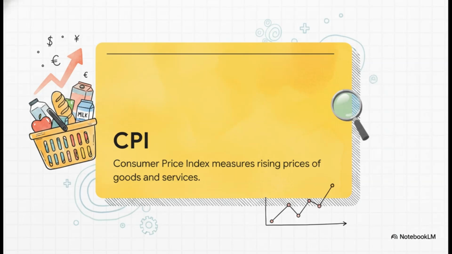Well, they use something called the Consumer Price Index, or CPI. Whenever you hear traders talking about CPI data, they aren't trying to sound overly complicated. They're literally just talking about a standardized measurement of how fast those everyday prices are rising. It is the absolute primary tracker for inflation.